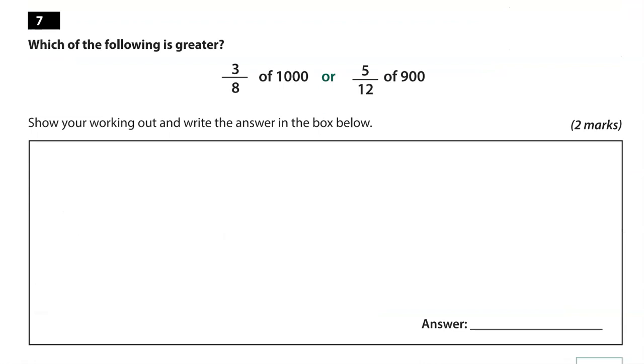Which of the following is greater? 3/8 of 1000 or 5/12 of 900? Show your working out and write the answer in the box below. There are different ways you could do this.